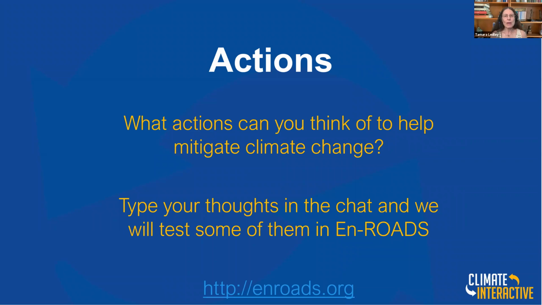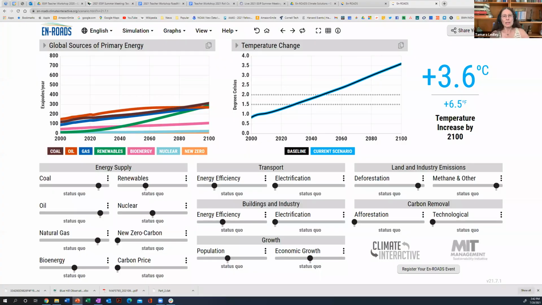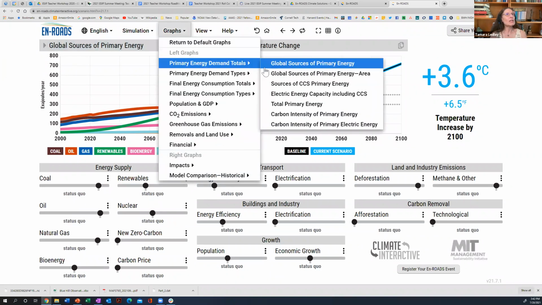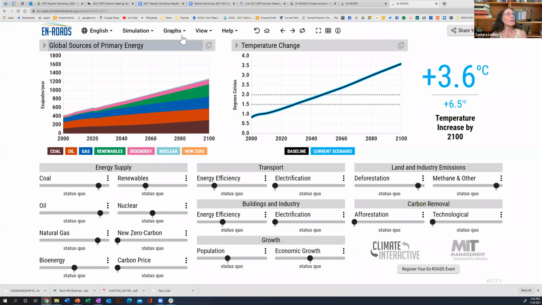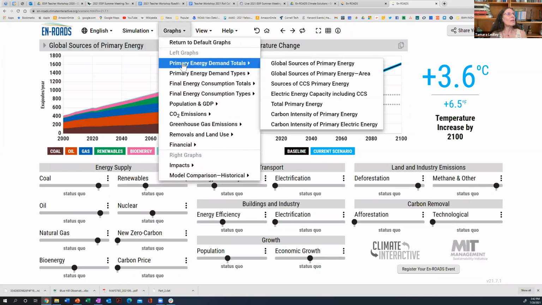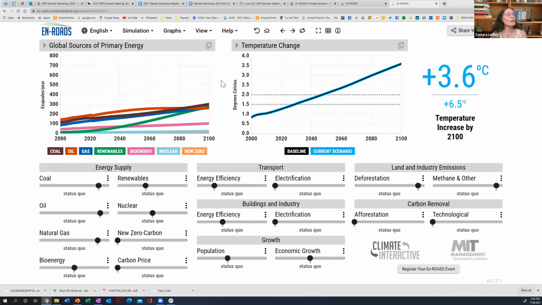So I want you to think about what kinds of actions you might take to mitigate climate change, thinking about these solutions. And we're now going, this is the live model. And as I mentioned before, this is the global sources of primary energy. I did change the graph because I prefer the lines, but there's lots of options here. You can change back to that area graph. I prefer this, and you'll see why in a minute.